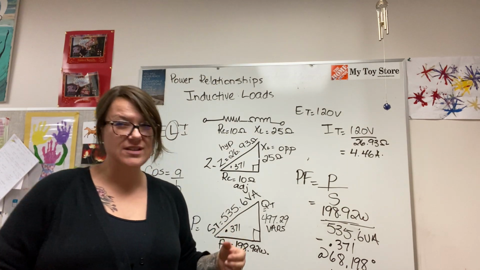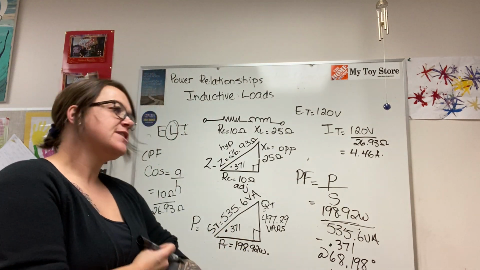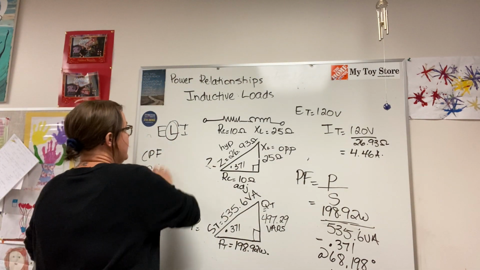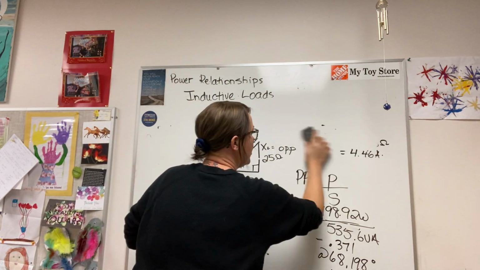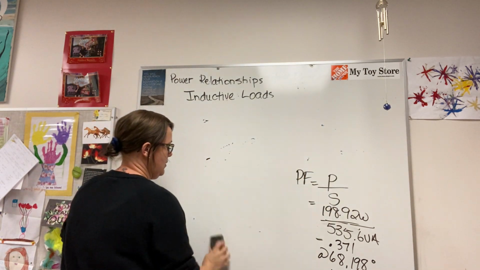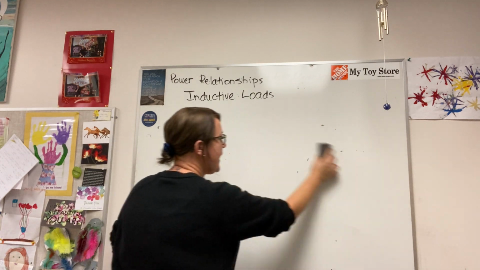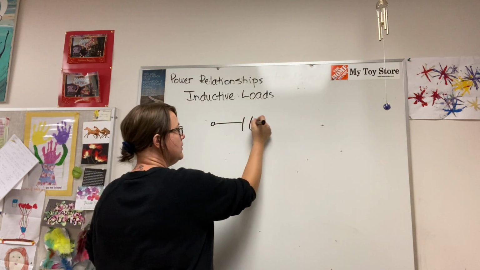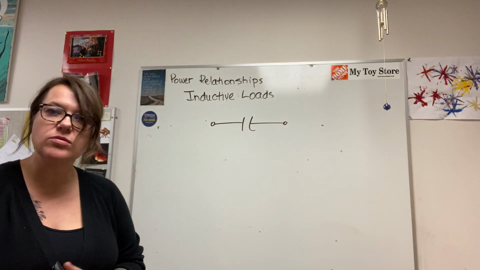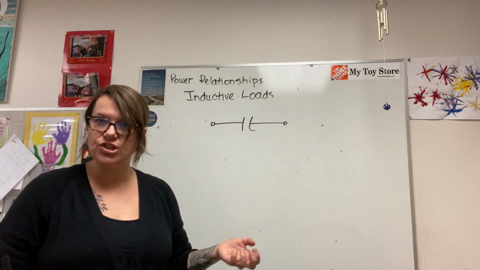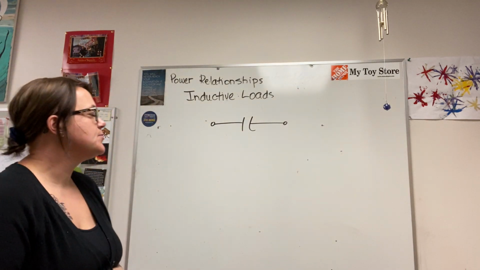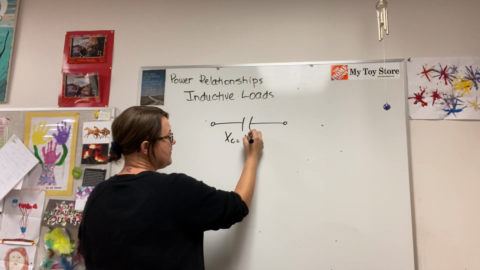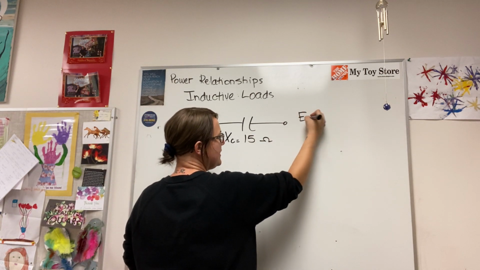Last load. I know there's a lot of information. I'm going a little further in hopes that it'll make more sense when we get into our RLCs, okay? So the next load I'm going to talk about is a capacitive load. A capacitive load, again, theoretically, you will see them alone. Realistically, you will not, okay? You won't see capacitors unless it's in a relationship to another load. But for all intents and purposes, we're going to look at this. I have a capacitive reactance of, I'm going to say, 15 ohms. 120 volts is applied, okay?